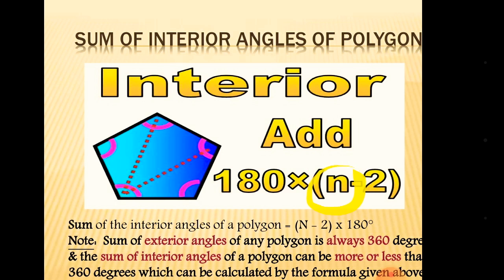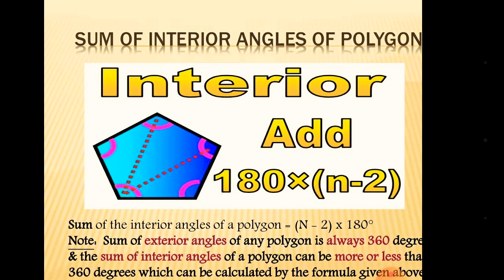For example, if it is a triangle, how many sides are there? 3. So in place of n, you will keep 3. So 3 minus 2 will be 1. So 180 into 1 will be 180. So the sum of all interior angles of a triangle is 180 degrees.